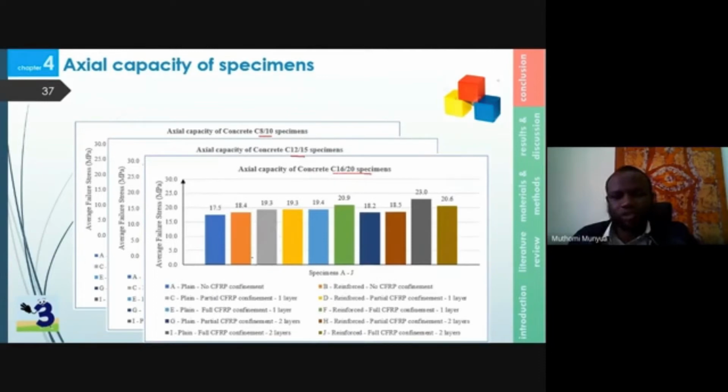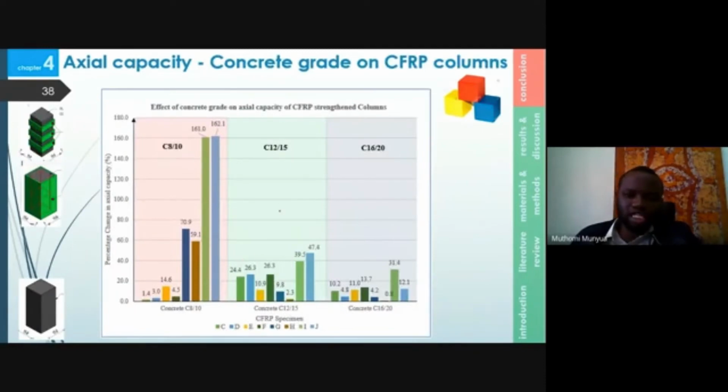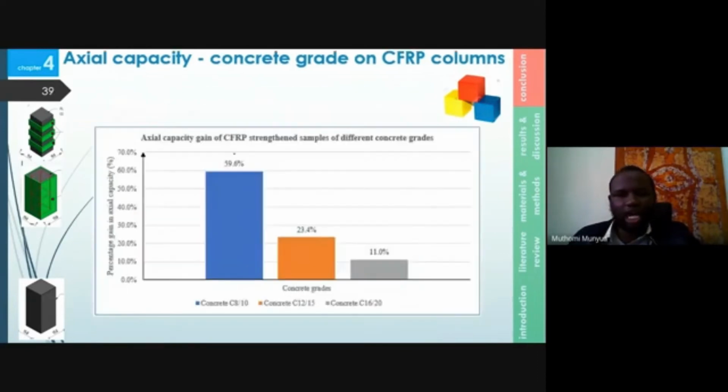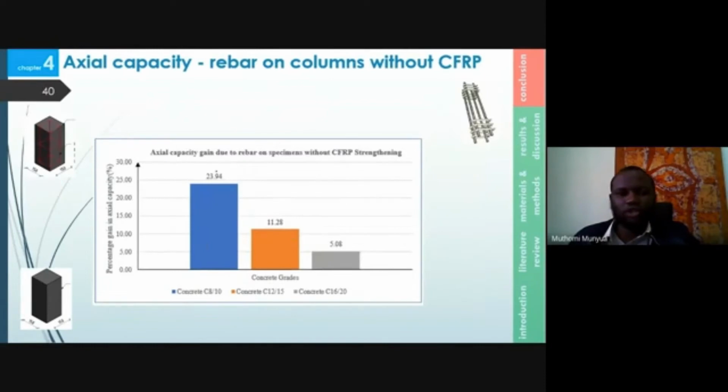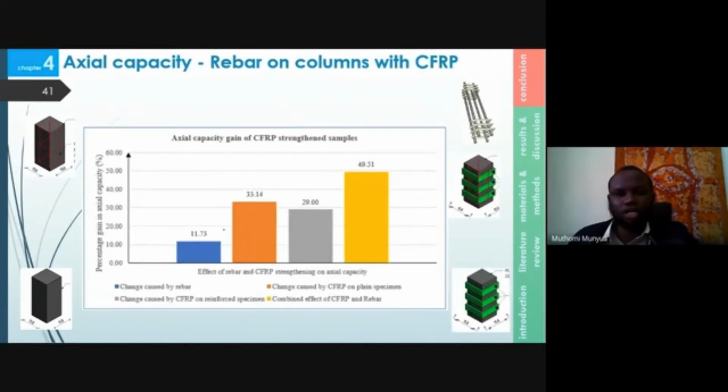Then specimen C to J were compared with the reference, with the control samples A and B, to get this bar graph. To further illustrate the trend, the averages of these values were calculated, and it was found out that indeed, the weaker the concrete, the higher the effect of CFRP. In line with the second objective, the effect of rebar on columns without CFRP was also undertaken, and the trend was also similar to that of concrete grade.